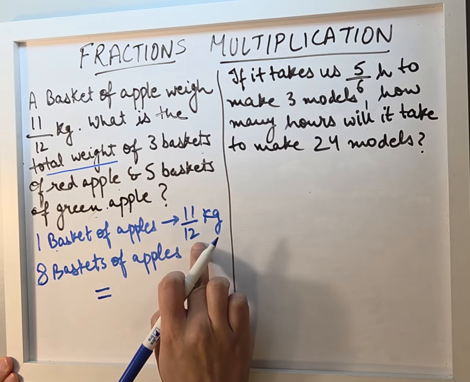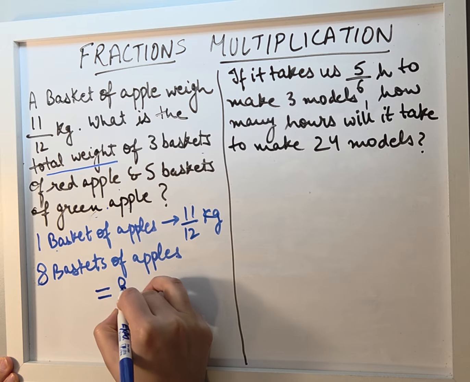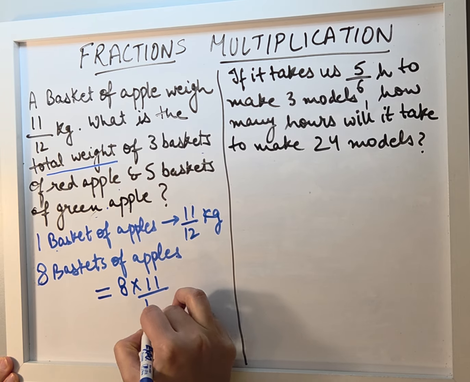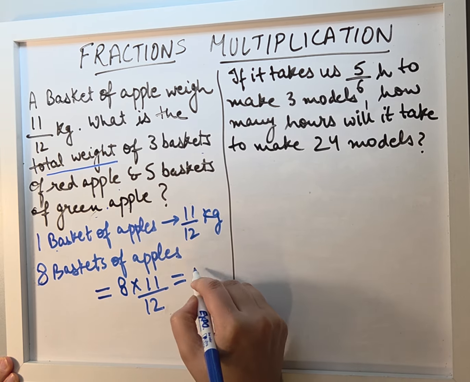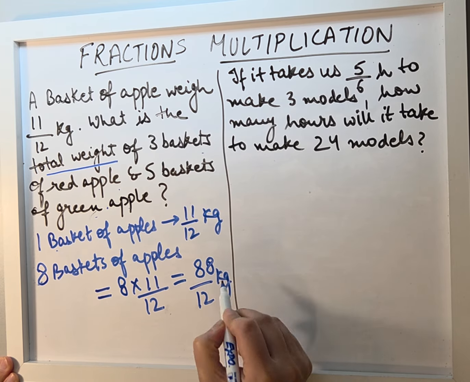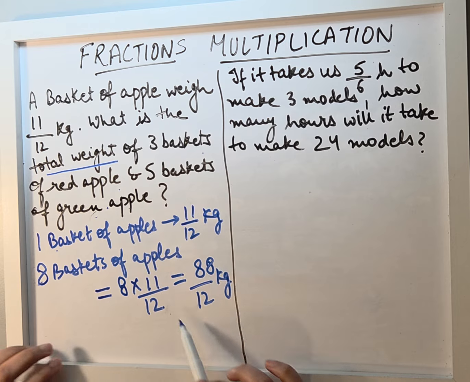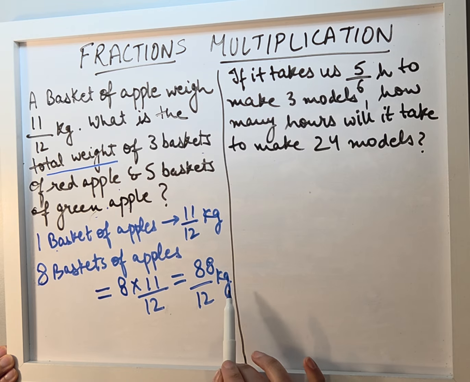So if one basket weighs 11 by 12, so 8 baskets will weigh 8 into 11 by 12. So that will become 88 divided by 12 kgs. Don't forget to write the units because it's the weight, it will be in kgs.